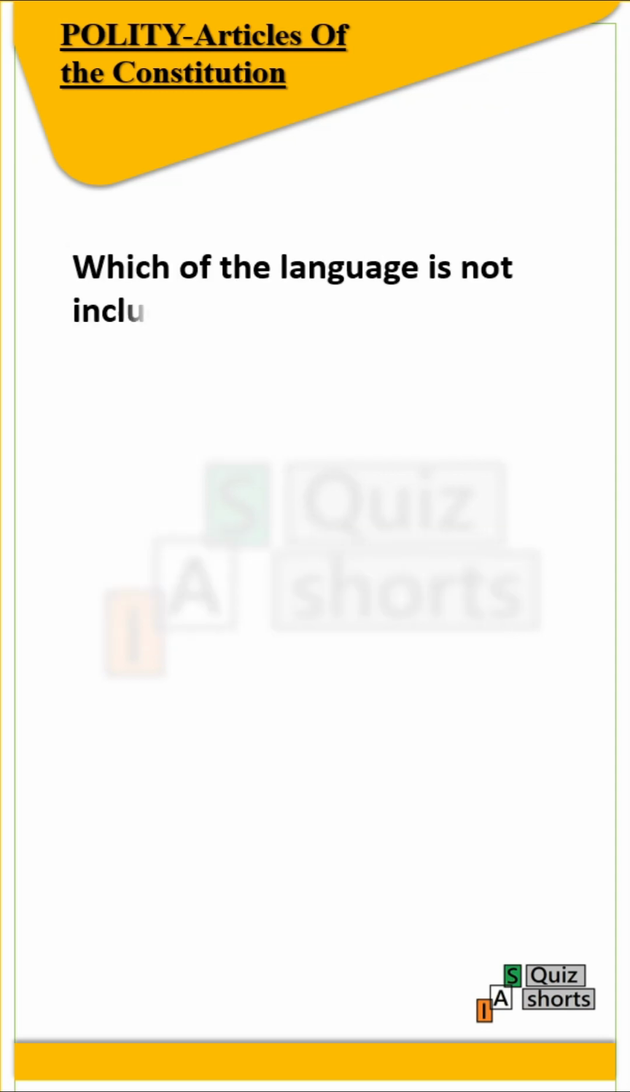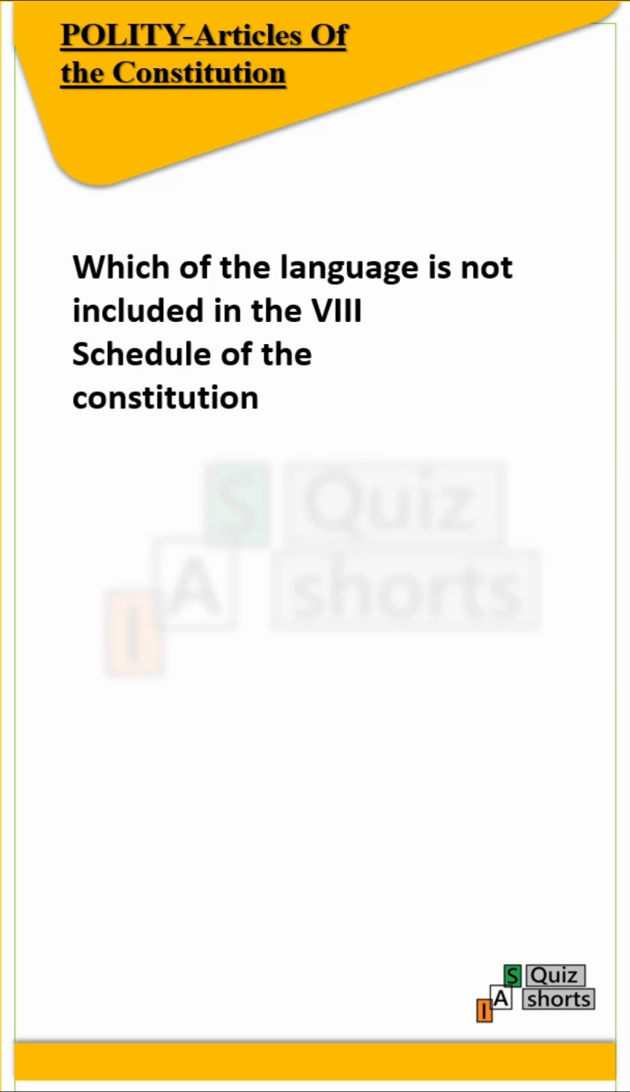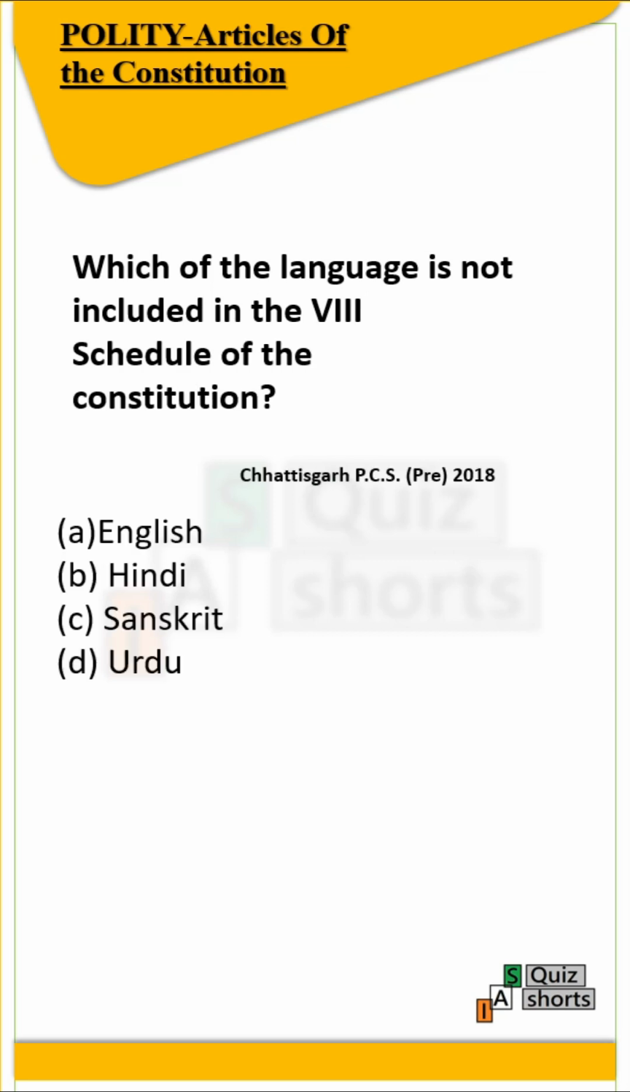Which of the languages is not included in the 8th schedule of the Constitution? Option A, English. Option B, Hindi. Option C, Sanskrit. Option D, Urdu. Answer is option A, English.